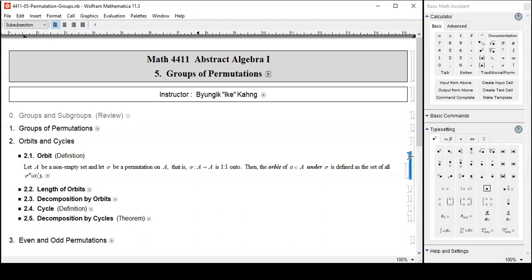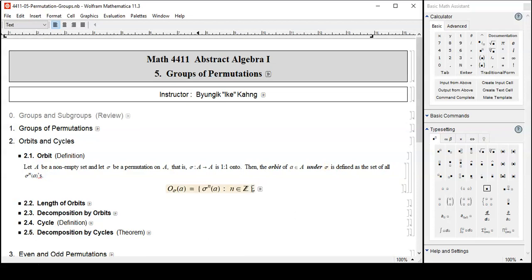Let's begin. Let capital A be a non-empty set, and let sigma be a permutation on A. That is, sigma is a bijection. It's a one-to-one onto map. Then, the orbit of small a under sigma is defined as a set of all sigma to the nth power of a's, like this. The orbit of a under sigma.